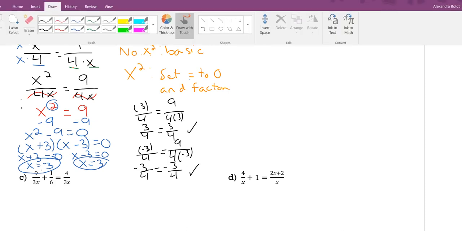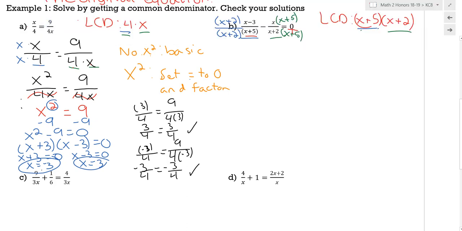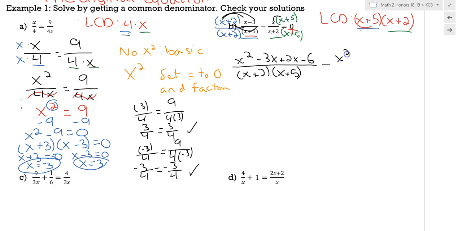Again, I'm not really going to worry about the 0. Anything I multiply by 0 is still going to be 0. So I'm going to FOIL this. I have x squared minus 3x plus 2x minus 6 over. Don't have to worry about your denominator. We're just getting rid of it anyway. Minus, same thing here, x squared plus 5x over, same thing, x plus 2, x plus 5.